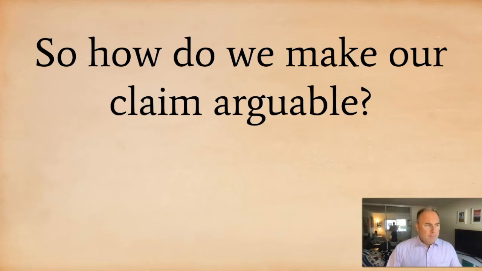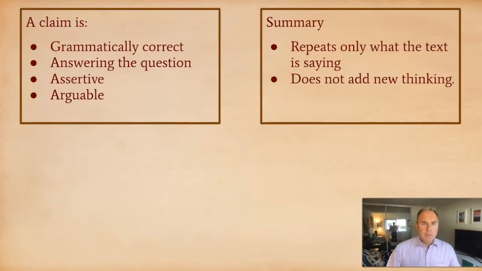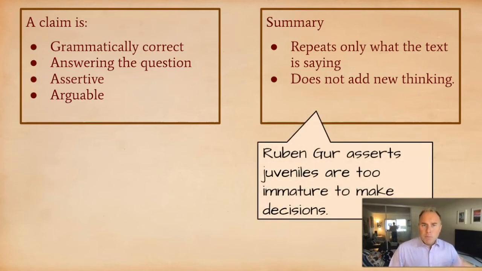If you're writing summary, you're often just repeating what the text is saying. You're not really adding any new thinking of yourself. Whereas a claim, as we previously said, is going to be answering the question, is going to be assertive, and it's going to be arguable, having some kind of extension phrase to make it interesting and arguable, okay? So if you think of an example like this one, Rubiger asserts that juveniles are too immature to make decisions. That's purely a restatement of what is already in the text, right? You're not adding any of your own thinking.